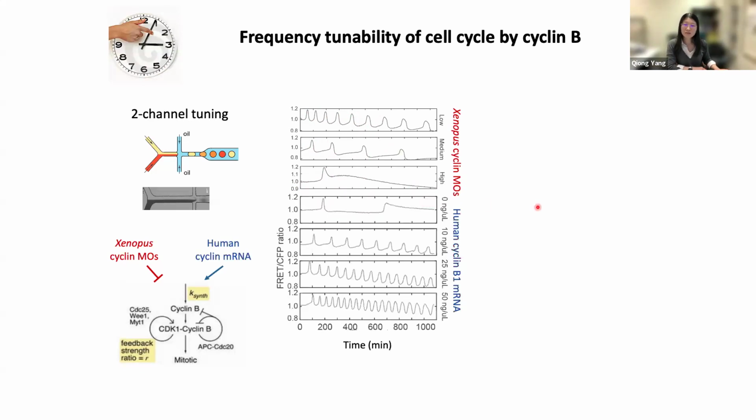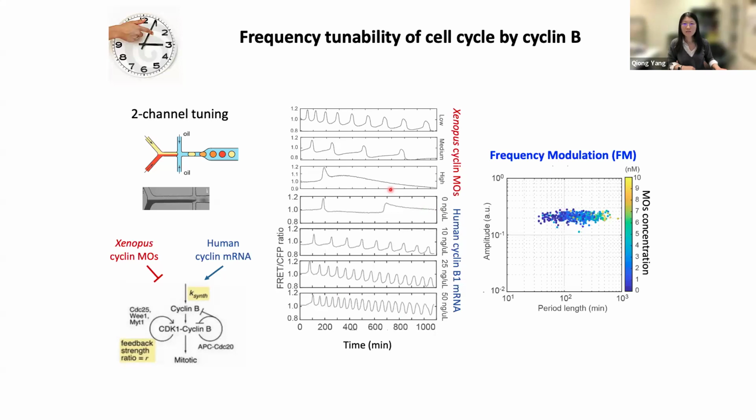Additionally, on top of that, you can add human cyclin B mRNA, which is not affected by the Xenopus cyclin B morpholinos. So we can rescue this oscillation behavior. And if you add more and more cyclin B mRNA, you see that the speed is increasing. Because this is based on the FRET sensor, we can also measure the amplitude of these oscillations, allowing us to plot this amplitude to frequency relation. And we found it's a clear frequency modulation, where the period can change across a large dynamic range, but the amplitude is almost maintained stable.